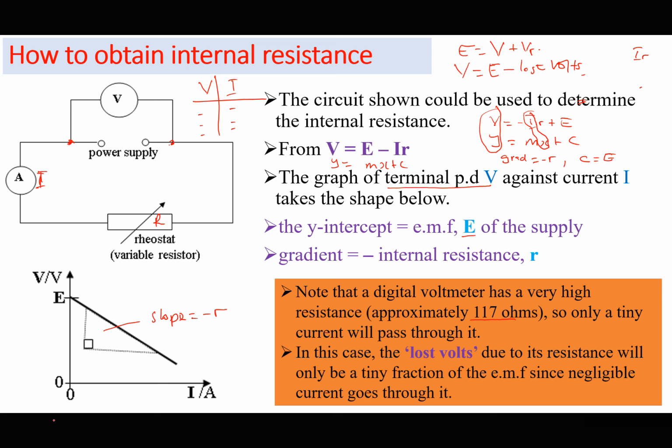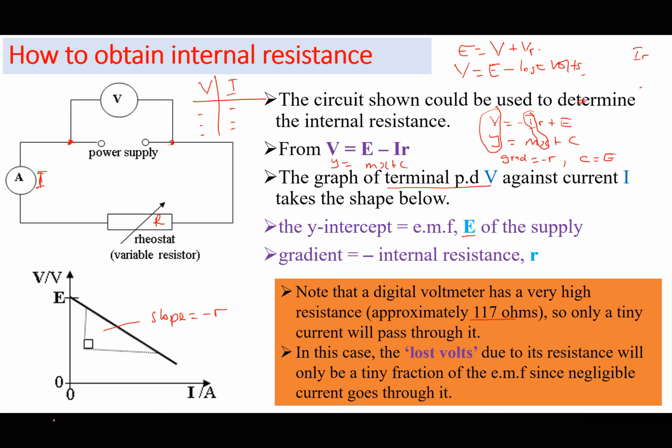Okay, so the circuit shown here can be used to investigate the power transfer to an external load, such as this variable resistor here. So all we need is to find the readings of I, the readings of the ammeter, and the readings of the voltmeter, which is going to be the terminal PD across the load for different values of R.